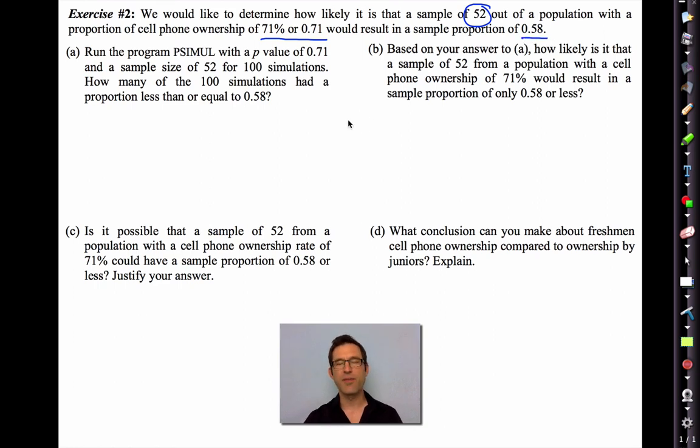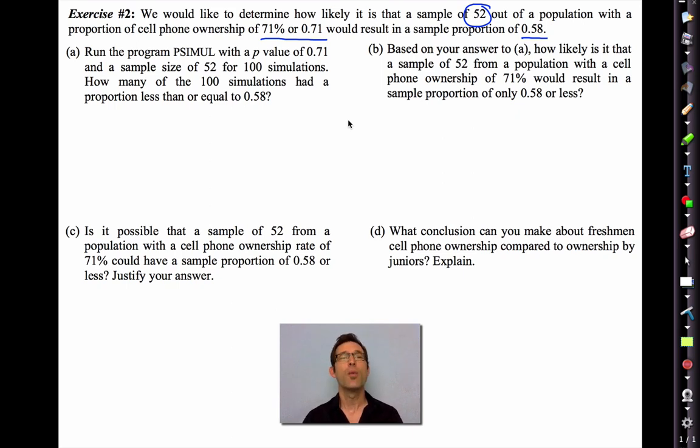Now again, let me explain the idea here. The idea here is that we're really trying to figure out whether juniors own cell phones at a greater rate than freshmen. Now, we knew that our population of juniors had a percent ownership rate of 71%. And a sample of freshmen had a rate of 58%. Now you might say right away, well then freshmen own cell phones at a lower rate than juniors. But maybe it was just due to sampling variability that freshmen own cell phones at the same rate as juniors. We just happened to pick a sample that was very low comparatively.